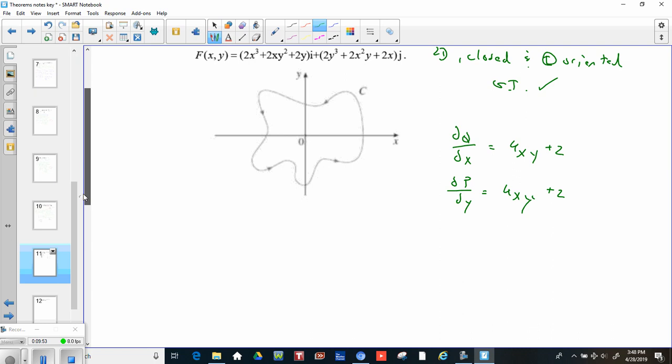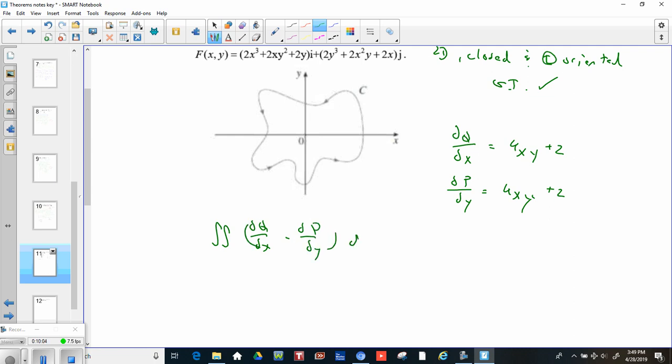That is really nice, because remember that Green's theorem is the double integral of dq dx minus dp dy dA. dq dx minus dp dy is 0, so we get the double integral of 0, which is nothing. Very, very nice problem. That one makes us happy.